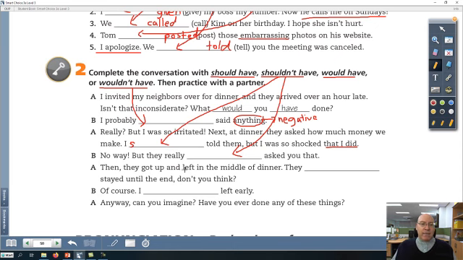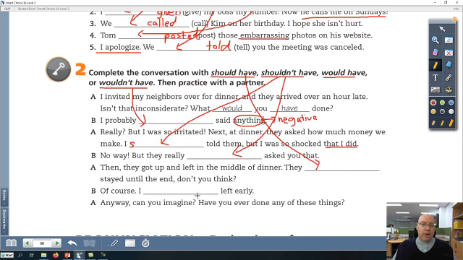Okay, they got up, they did something, okay, and then they need to have done something. So what should they have done? Instead of something they didn't do. They didn't stay until the end. So they should have stayed till the end.